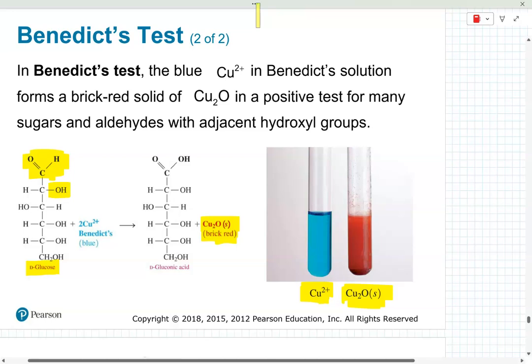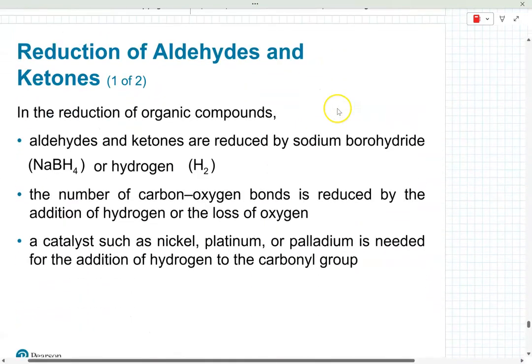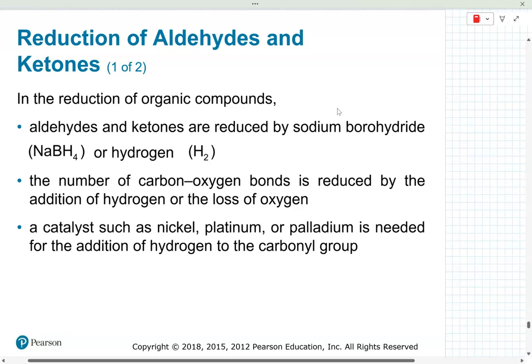So there are other sugars that do not have an aldehyde group at the end. Am I making sense? They will not produce that reaction. If you put the carbonyl group somewhere in the middle, there will be no reaction. Okay. Now, just like you can oxidize aldehydes to carboxylic acid, you can reduce an aldehyde or a ketone.